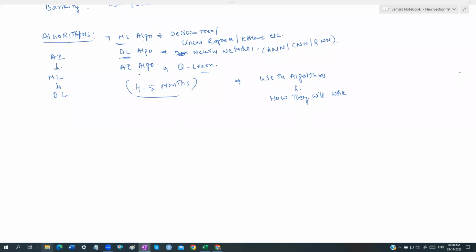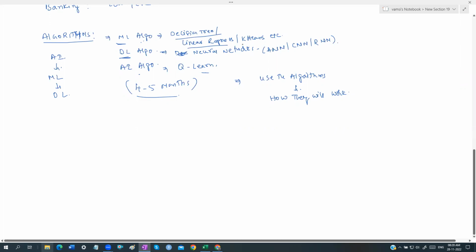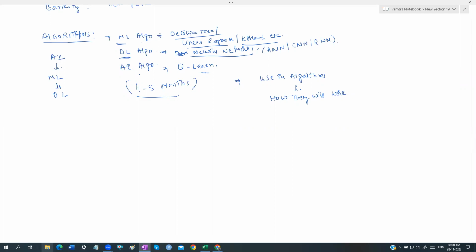I'm going to teach you how each algorithm works. For example, how a decision tree works, how linear regression works, how k-means clustering works, how neural networks work. How they learn, so that we can control them. We should know how to control these algorithms. But in real time also, all algorithms are predefined, and we are just going to use them. Yeah, absolutely, they will be predefined.